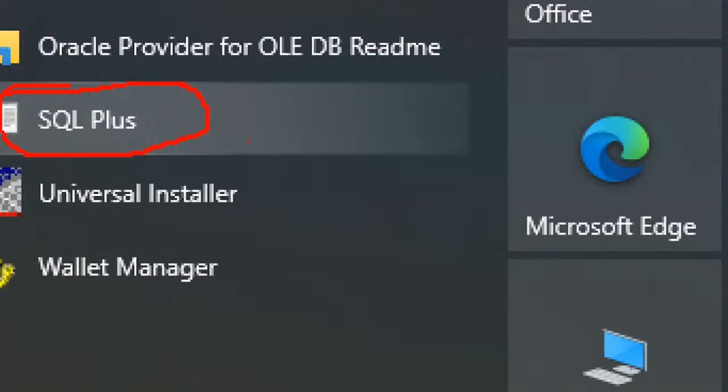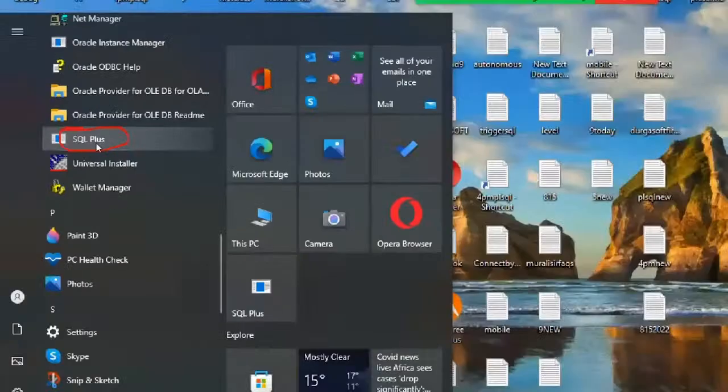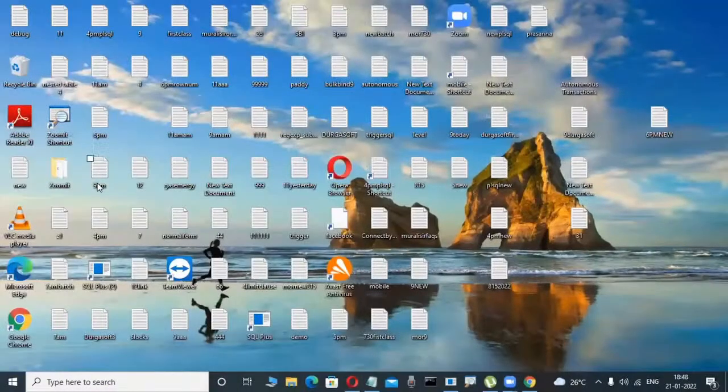SQL Plus is a default tool. Again, SQL Developer is a tool, that is a GUI tool. That tool you can also install, not a problem. Again, SQL Navigator is a tool, Toad is a tool. Those are all explicit GUI tools. But SQL Plus, you are not required to load. Once we load the Oracle software, automatically the SQL Plus tool is available.